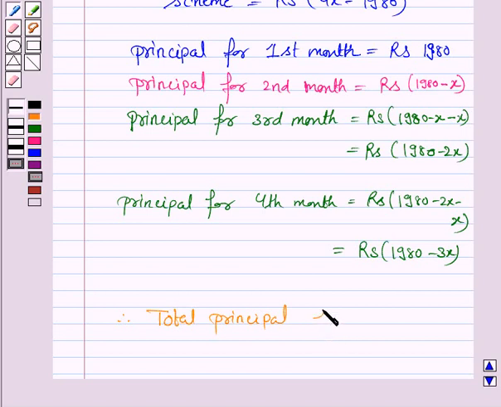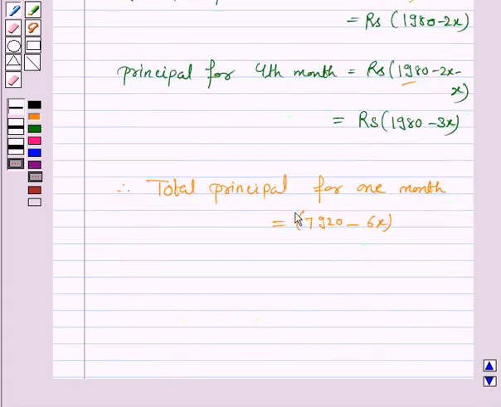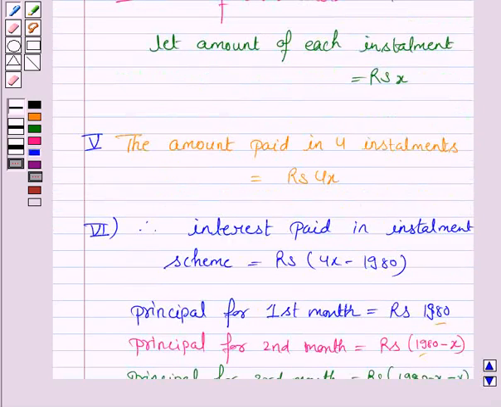Now the total principal for 1 month will be the sum of all the principals. So it is 1980 plus 1980, this plus this plus this plus this, it is 7920 minus x minus 2x minus 3x is minus 6x. So this was the seventh step.